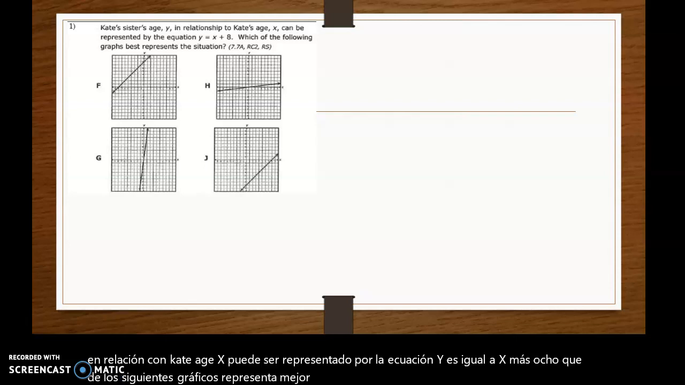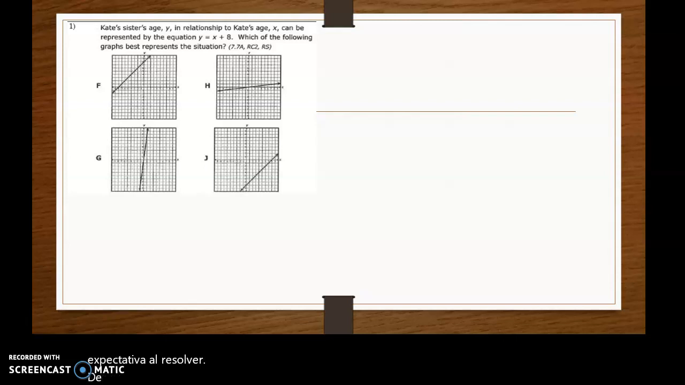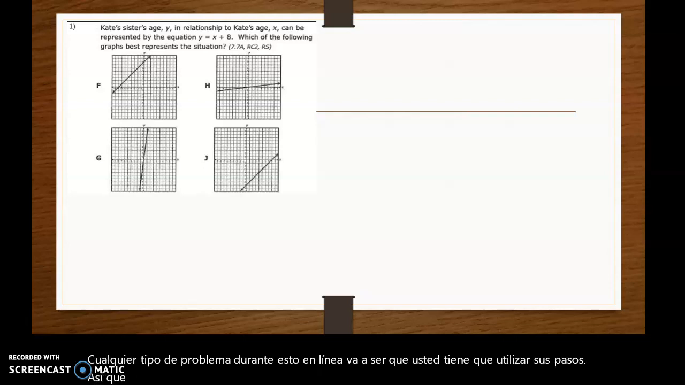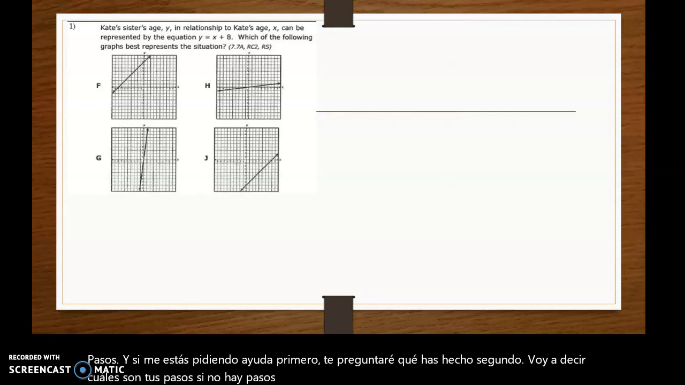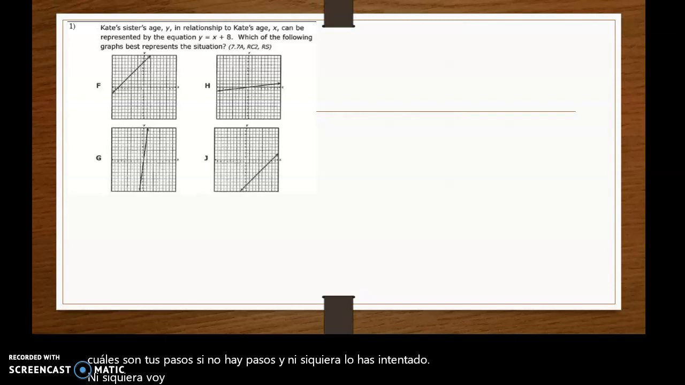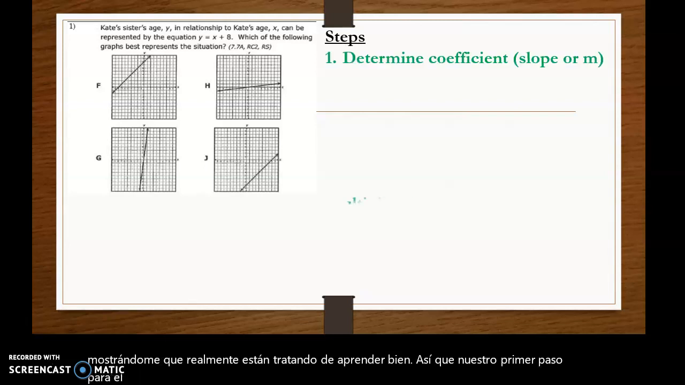As y'all know, the expectation when solving any type of problem during this online is that you have to use your steps. I need to see your steps. I've given you a grace period of 2 weeks. From now on, if I do not see steps, and you're asking me for help, first I'm going to ask you, what have you done? Second, I'm going to ask, what are your steps? If there are no steps and you haven't even tried, I'm not even going to reply. You guys need to be putting in the work ethic and showing me that you actually are trying to learn, okay? Our first step for number 1 is always to determine our coefficient.